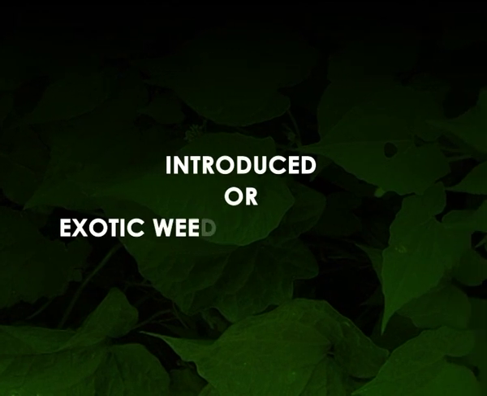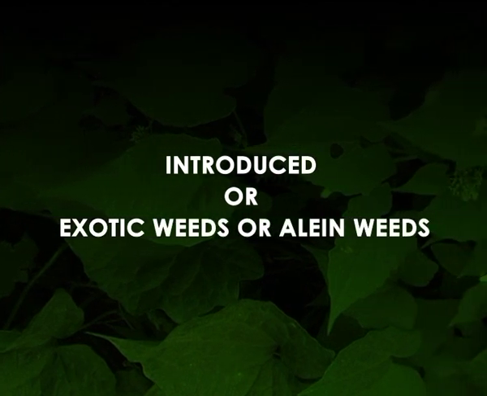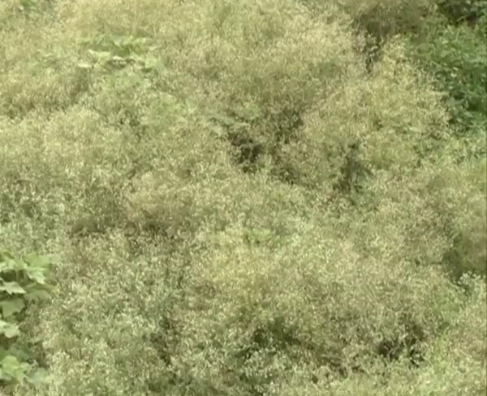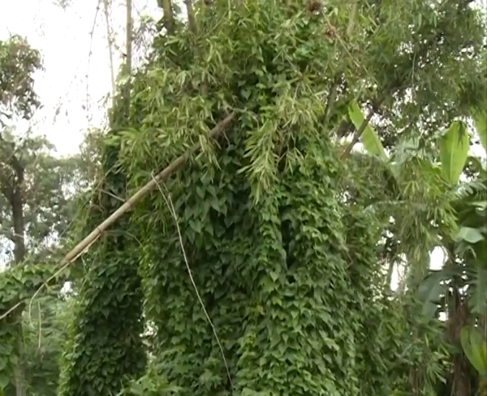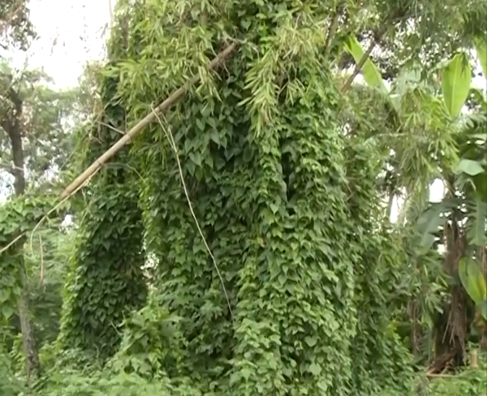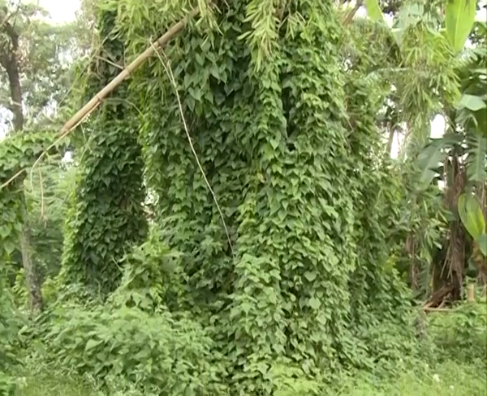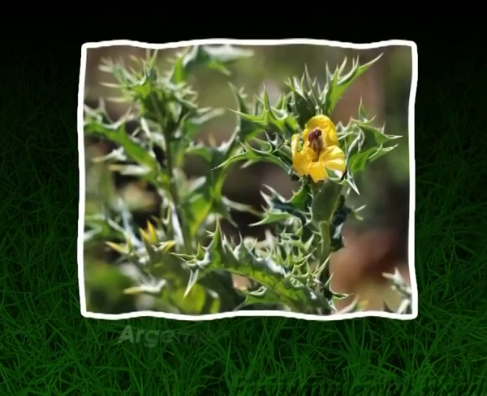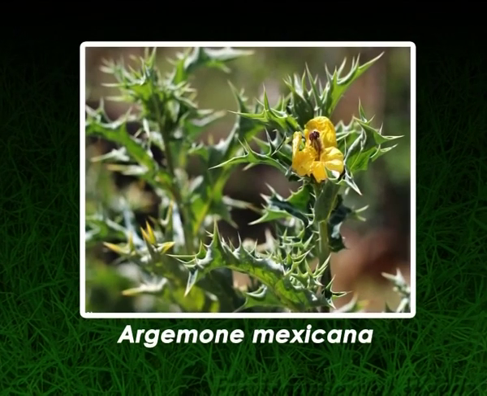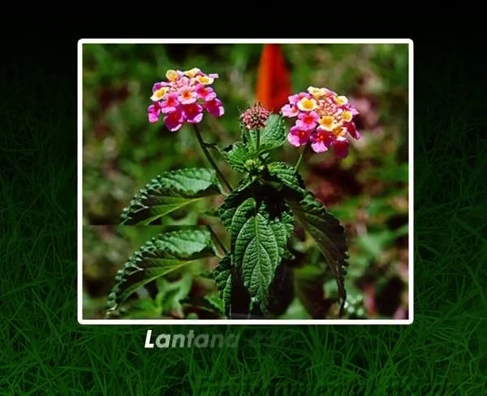Number 2, introduced or exotic weeds or alien weeds. They are the weeds introduced from other countries, and these weeds are normally troublesome and control becomes difficult. They are not native to India. They were introduced into India. They disseminate from their origin. For example, Parthenium hysterophorus, Argemone mexicana, and Lantana camara.